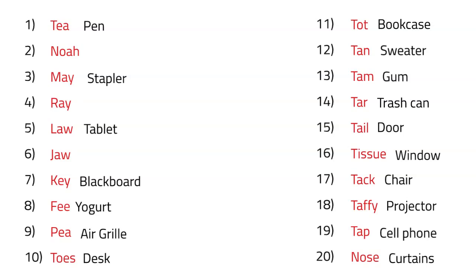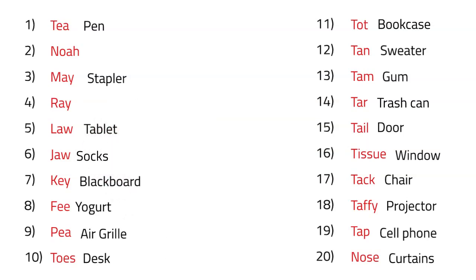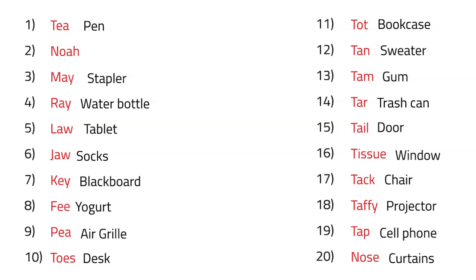6. Jaw. Something filthy is crammed into your jaw. What is it? 4. Ray. A ray of light, a laser, burns a hole through what? 2. Noah. What is smashed against the side of Noah's Ark?